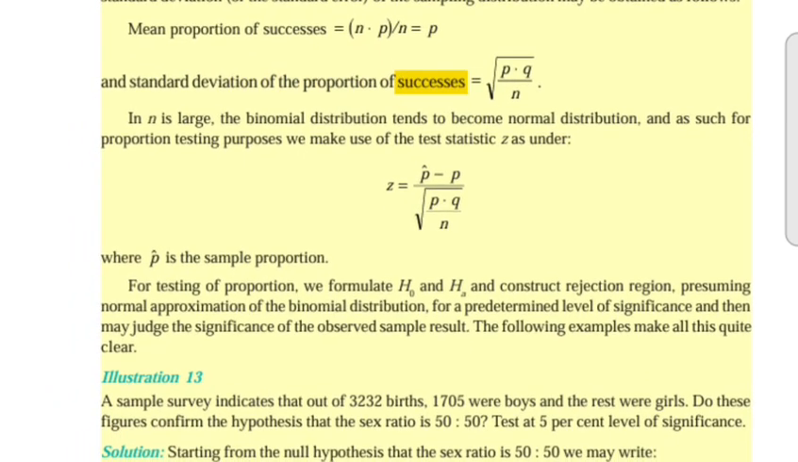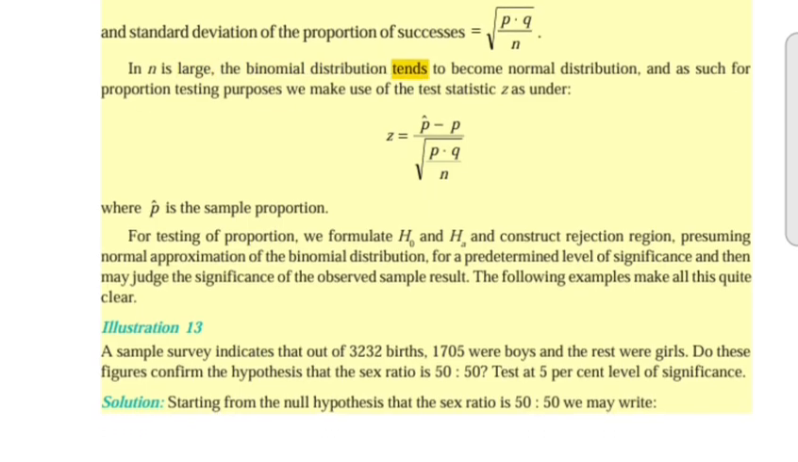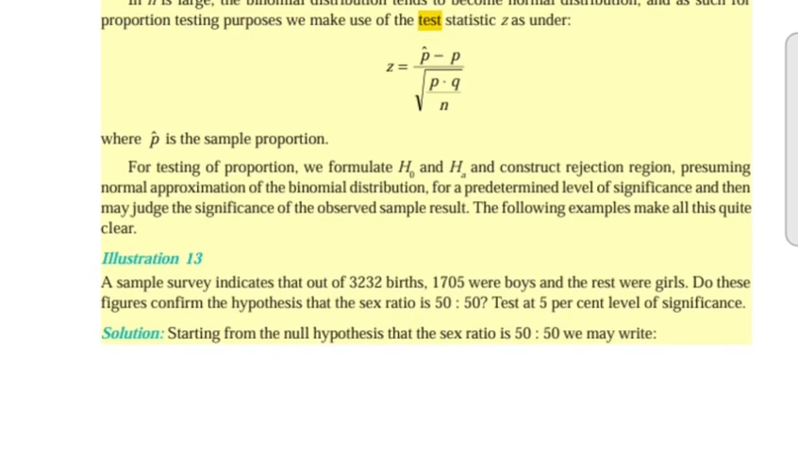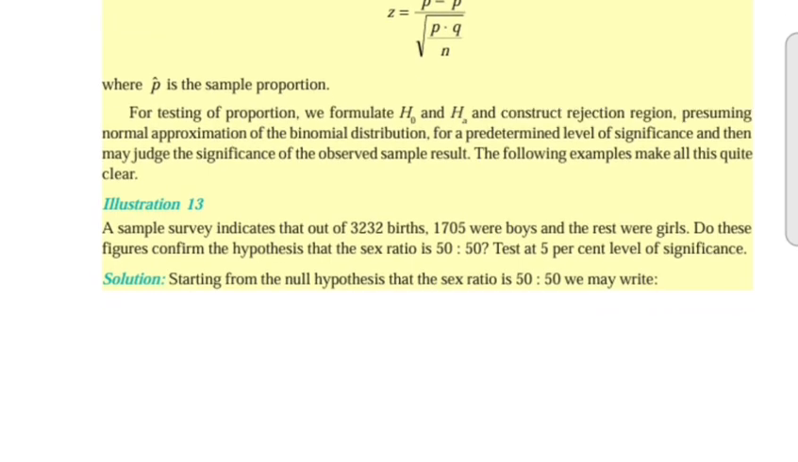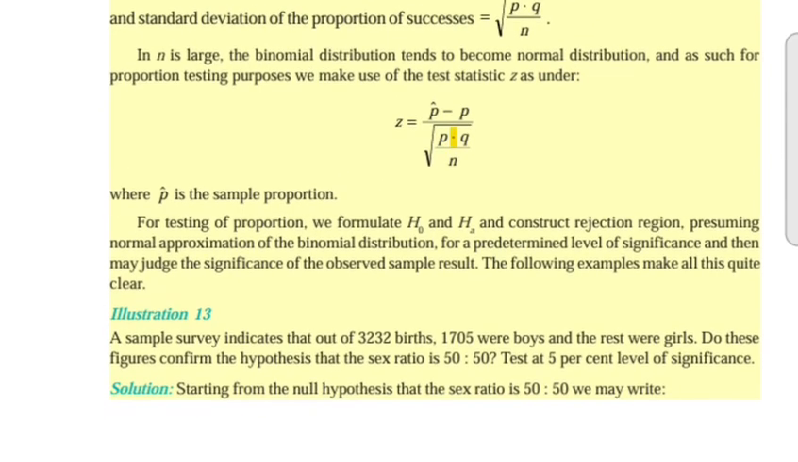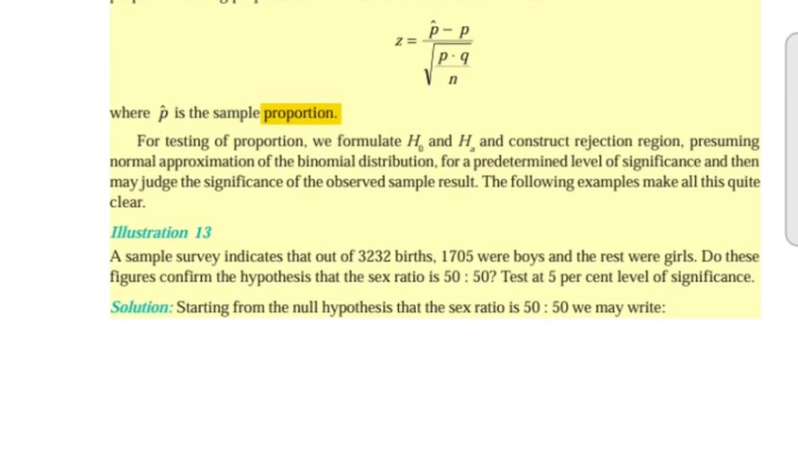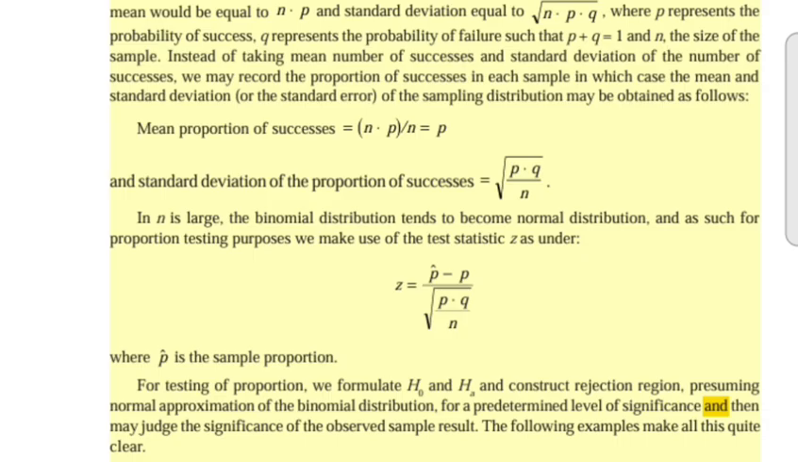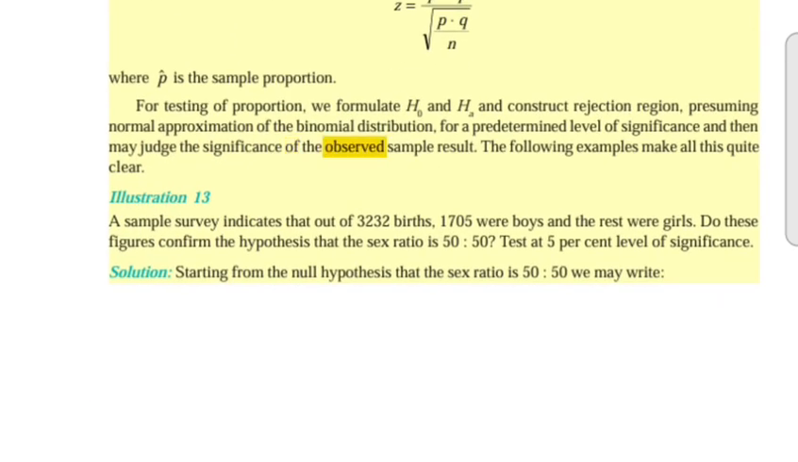If n is large, the binomial distribution tends to become a normal distribution, and as such, for proportion testing purposes, we make use of the test statistic z equals (p̂ - p)/√(pq/n), where p̂ is the sample proportion. For testing of proportion, we formulate H0 and Ha and construct the rejection region, presuming normal approximation of the binomial distribution, for a predetermined level of significance, and then may judge the significance of the observed sample result. The following examples make all this quite clear.